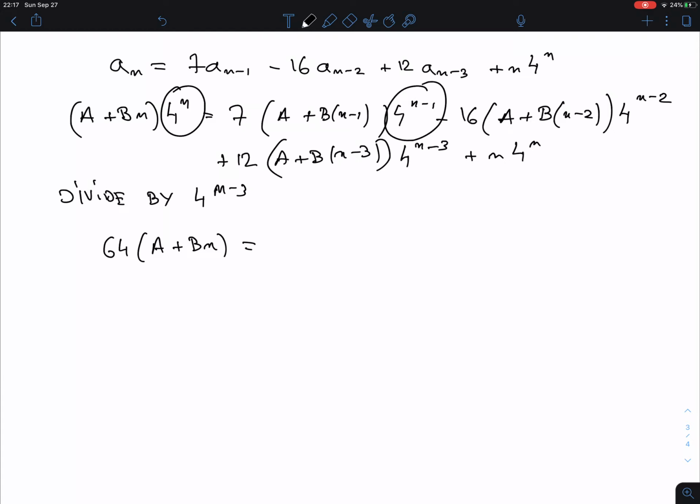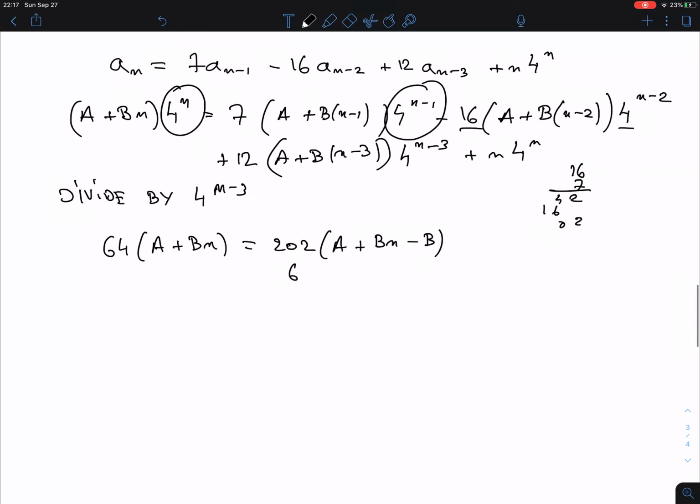Okay. So we have 16 times 4, that is 64, and 16 times 4 is 64, so we get 64 times a plus bn minus b. Then we have a 4 here, so minus 16 times a plus bn minus 2b. There's a minus sign, don't forget that.